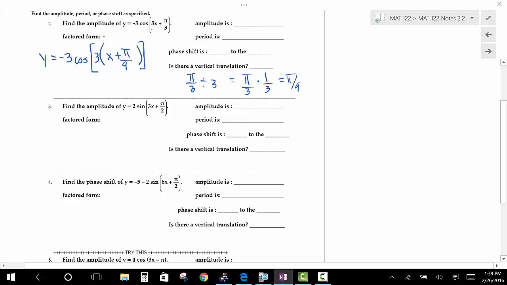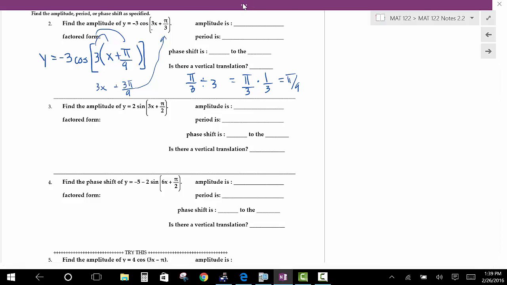Okay, and it's always a good idea to check yourself and make sure you're right. See, that's 3 times x is 3x. Then if you take 3 times pi over 9, what do you get? You get 3 pi over 9, which of course reduces to pi over 3. All right, so what we're going to do is identify all the parts of this then.